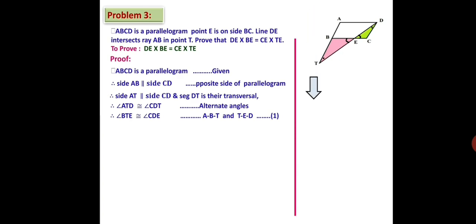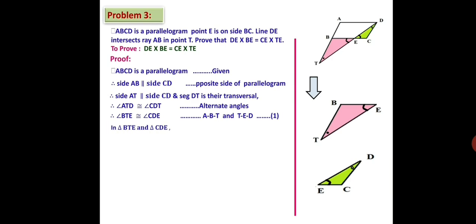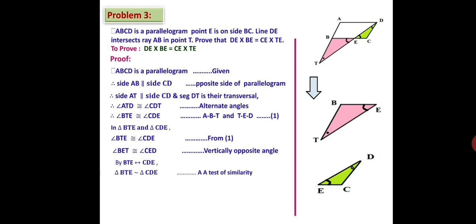Now we'll consider one triangle with pink color, and another with green color. These two triangles we have to show similar. Let us consider triangle BTE and triangle CDE. What can you say? Angle BTE is congruent with angle CDE from equation 1. At the same time, angle BET is congruent with angle CED, vertically opposite angles. Therefore, by one-to-one correspondence BTE with CDE, triangle BTE is similar to triangle CDE by a test of similarity.